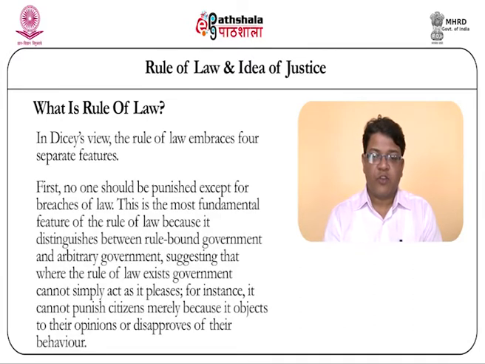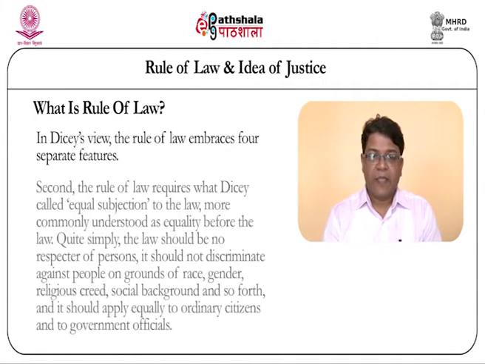First, no one should be punished except for breaches of law. This is the most fundamental feature of the rule of law because it distinguishes between rule-bound government and arbitrary government, suggesting that where the rule of law exists, government cannot simply act as it pleases. For instance, it cannot punish citizens merely because it objects to their opinions or disapproves of their behavior.